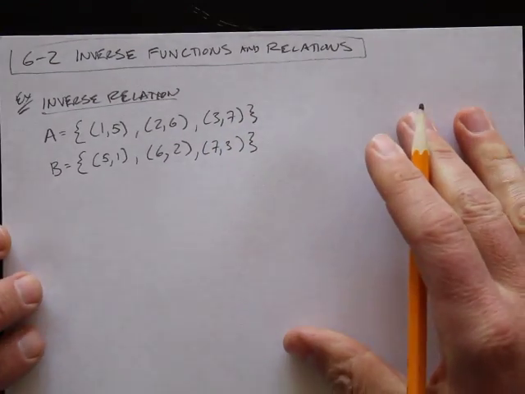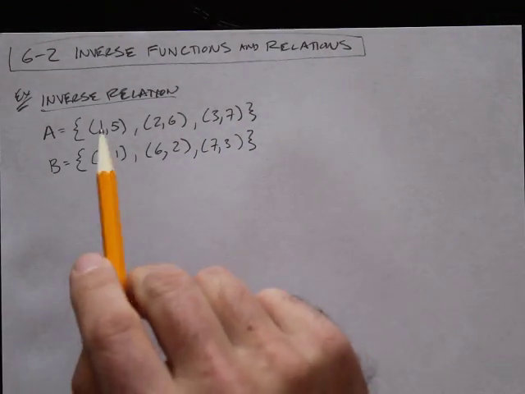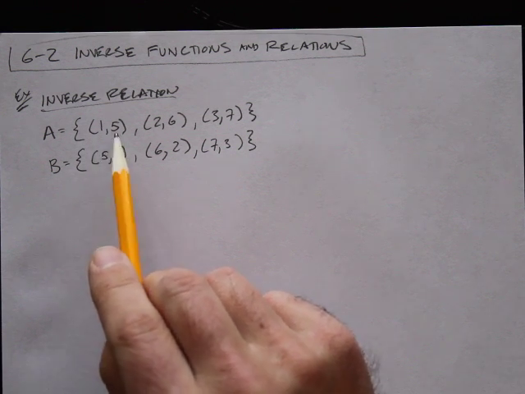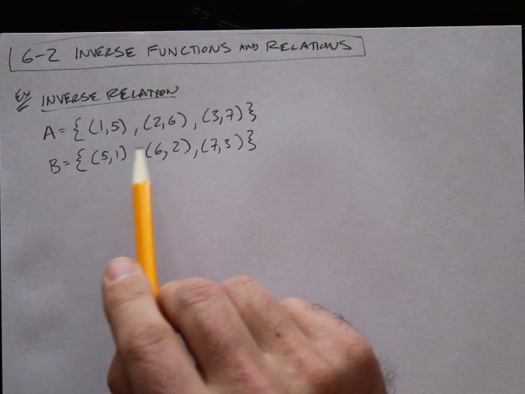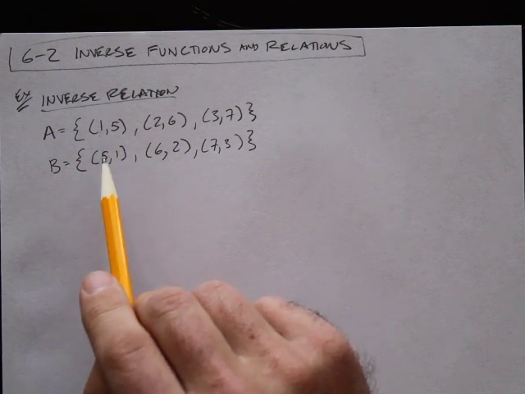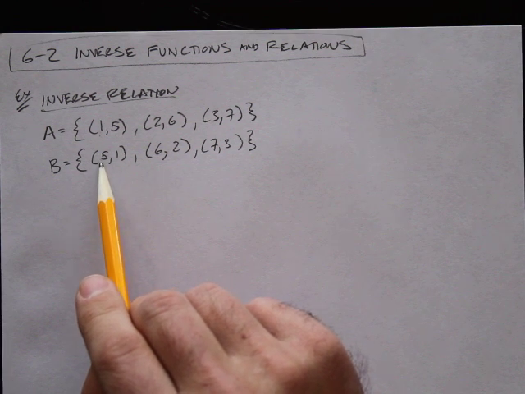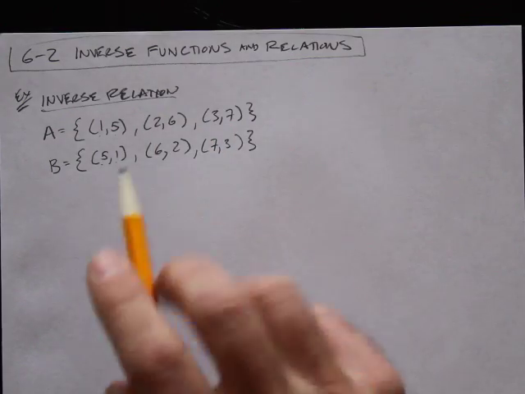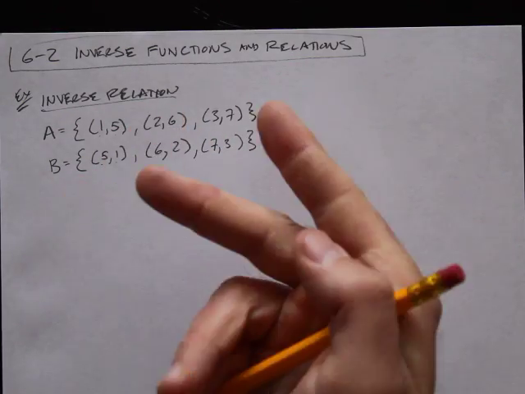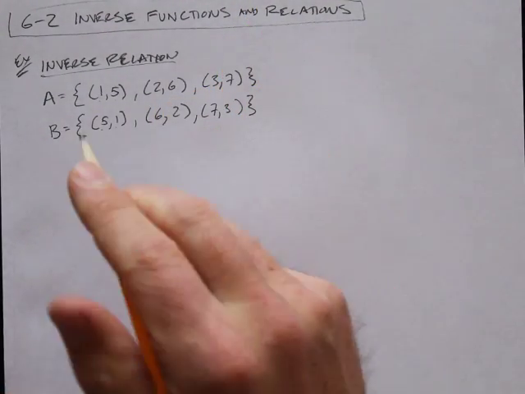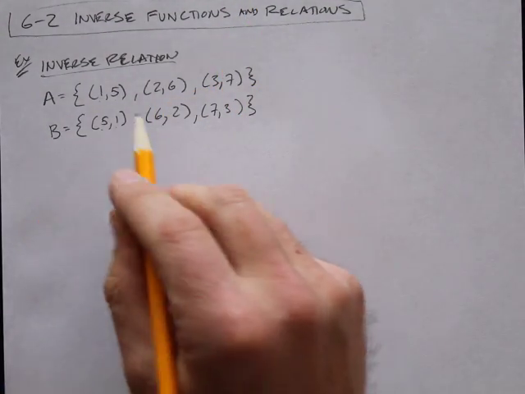So hopefully as you look at this, you see that an inverse relation is when you just swap the x and the y values. Notice here I've got x is 1 and y is 5, and I just switched them. X is now 5, y is now 1. So that's all we're doing, is switching x and y. Or swapping, exchanging. All right, inverse relation.